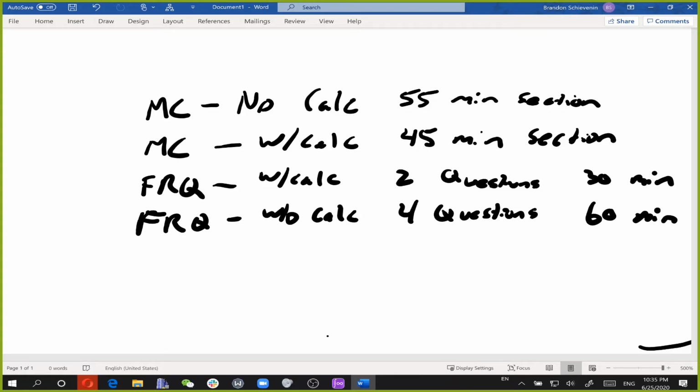For the FRQ section without the calculator, what are the concepts that are tested the most?